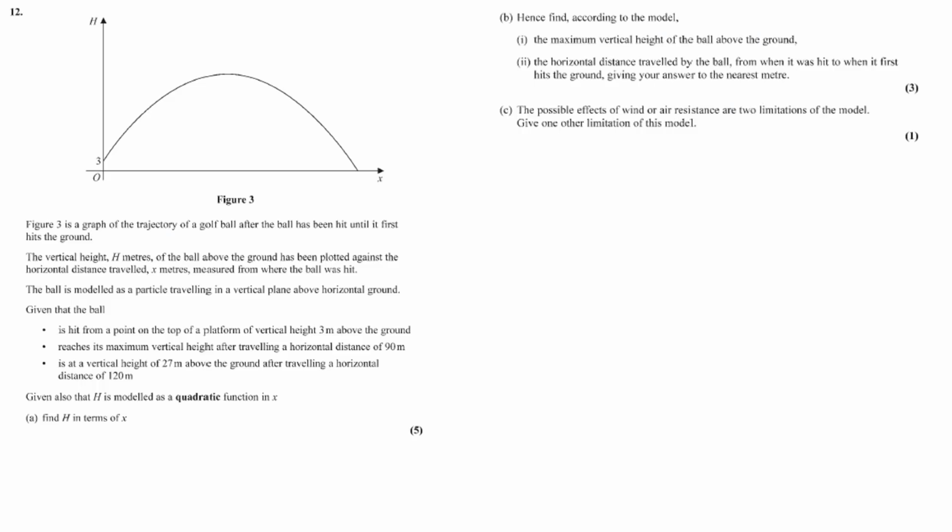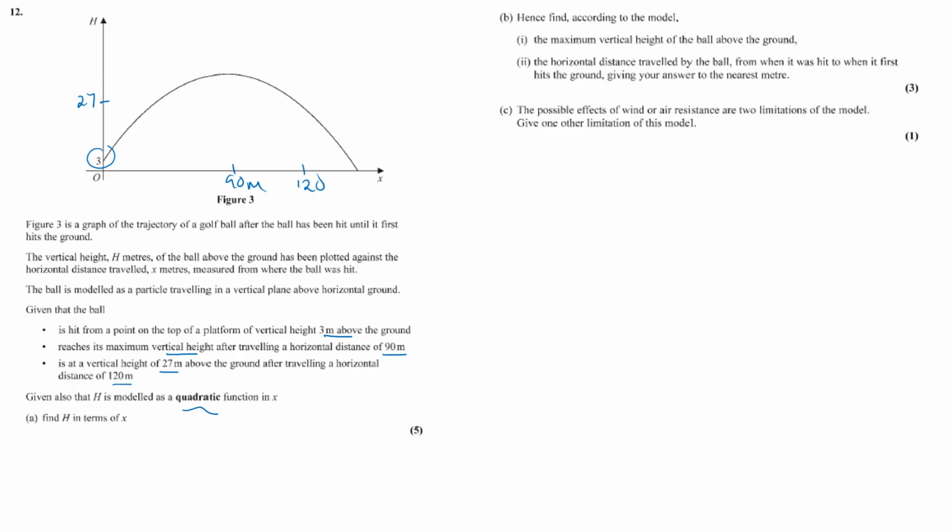So this next question is a modelling question, modelling with a quadratic, and it is a max and min type of question. So you're given some information. This golf ball is being hit from a platform that is 3 meters above the ground. The maximum vertical height is when it had travelled 90 meters, so that's going to be there. Its vertical height is 27 after it's been going 120 meters. And that's going to be 27.